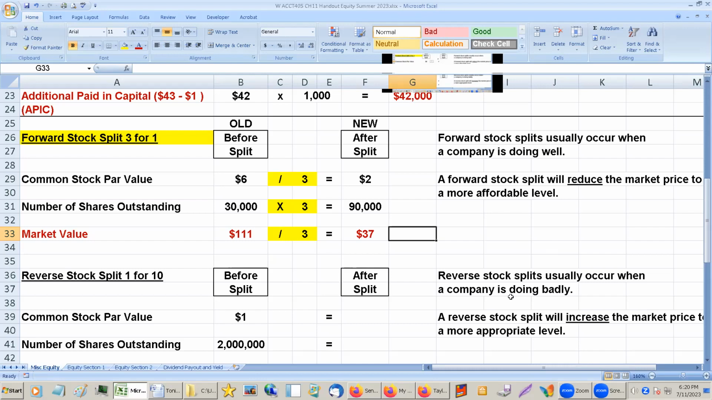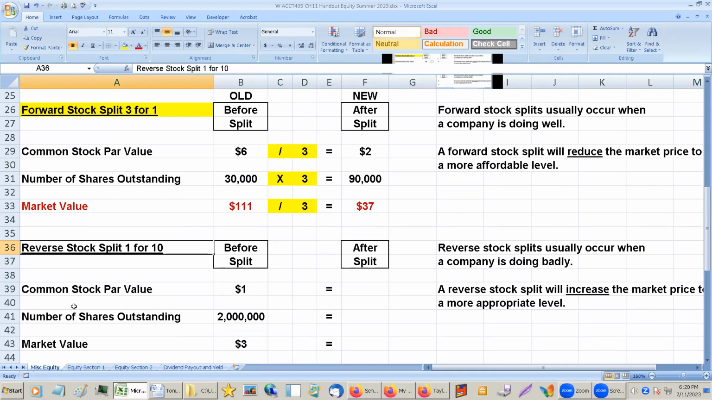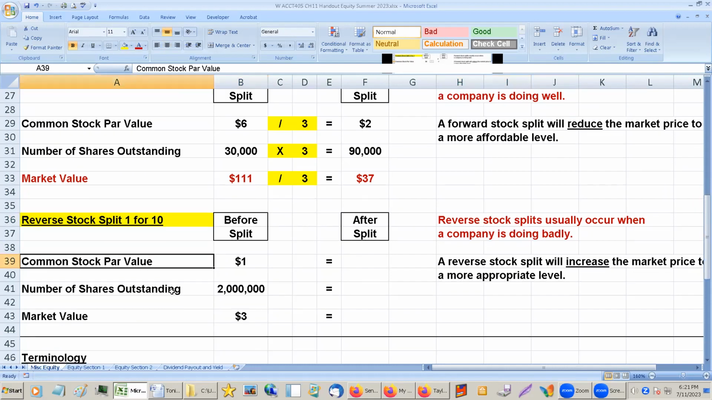Okay. Now, reverse stock splits. Reverse stock splits are when a company is doing badly. And their stock is usually trading at a very low amount. And it's so low that you can buy 100 shares of it for $300.